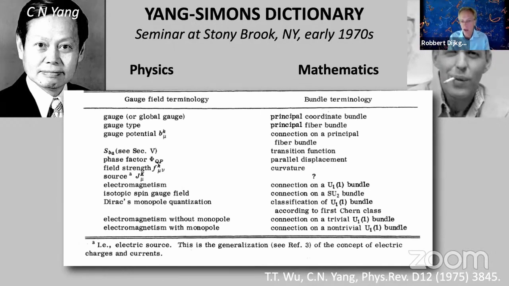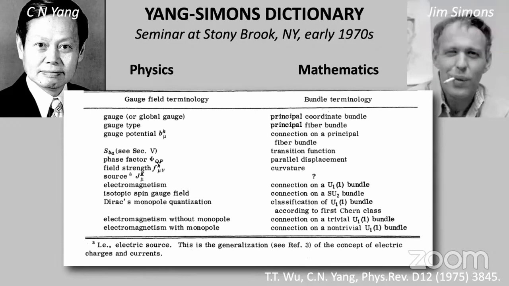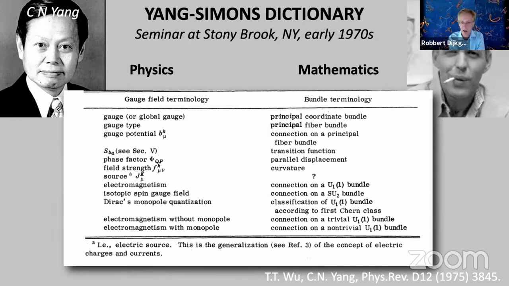A note, by the way, that in this dictionary, the sources of the gauge field on the left-hand side, particularly for the non-abelian gauge field, were absent yet in mathematics. And now we have a much better interpretation, but they're observables, etc. But it's a good example of a dictionary as a metaphor for the interaction between physics and mathematics.